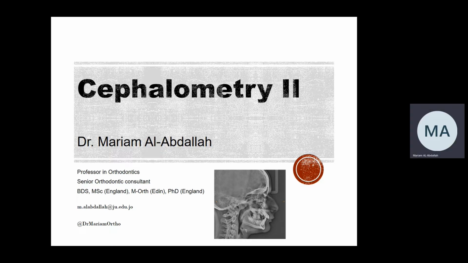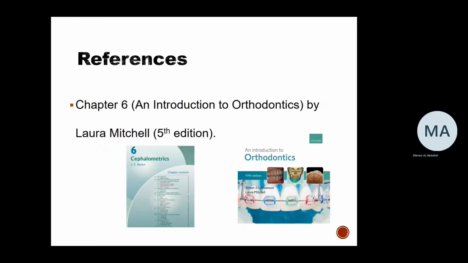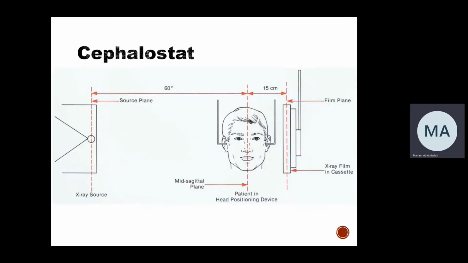This is the second lecture in which we're going to continue talking about cephalometry. Again, it's the same reference, chapter 6 from An Introduction to Orthodontics, 5th edition, Laura Mitchell and Simon Littlewood. If you remember, we talked about the cephalostat, when we said there is a specific standardization for the process of taking the lateral cephalogram in order to be able to compare different radiographs for different patients, or radiographs taken for the same patient at different times.